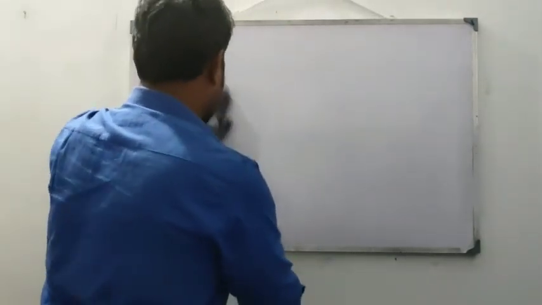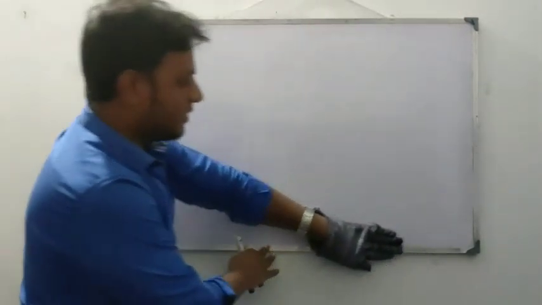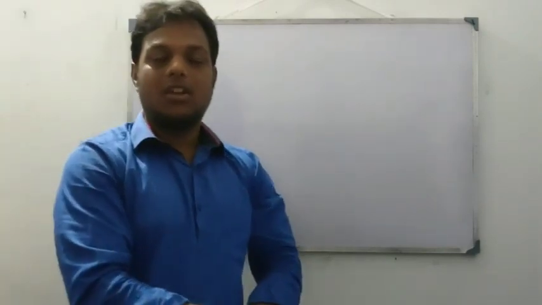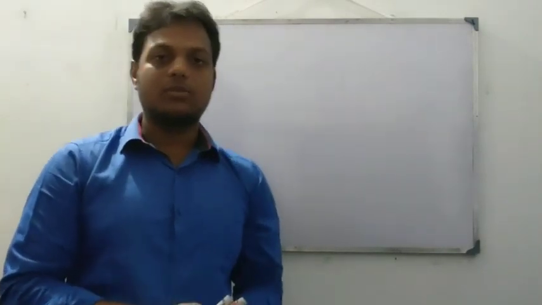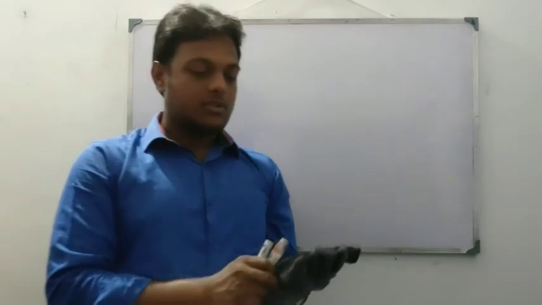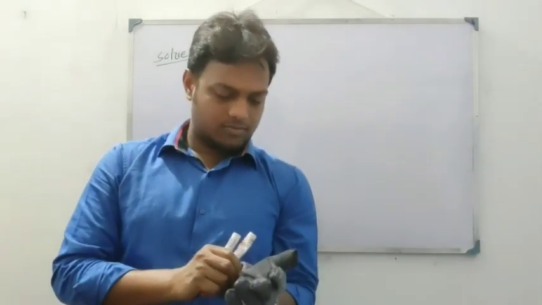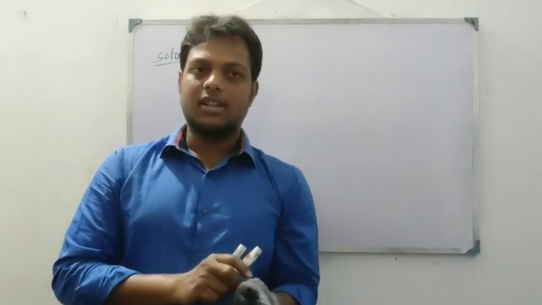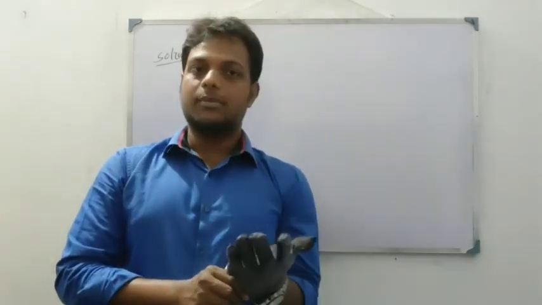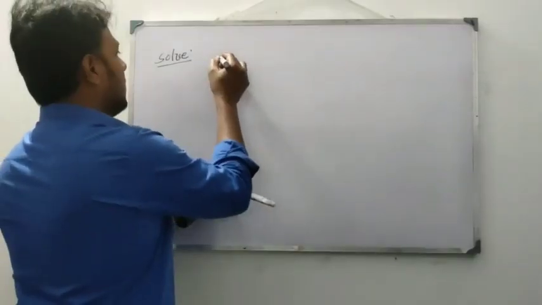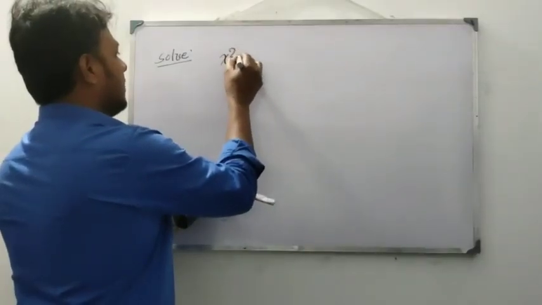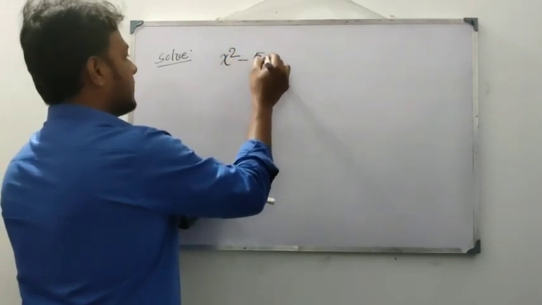This is the main concept. Actually, the first chapter of quadratic equations is very easy. You have to solve each and every problem by using factorization. A few standard problems are there. I will solve all those problems. Solve x square minus 5x equals 0.